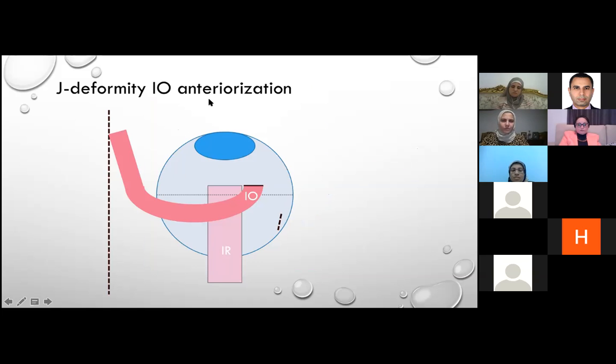In J deformity, inferior oblique anteriorization, the anterior and the posterior poles of the inferior oblique are sutured in front of the equator in level with the inferior rectus muscles. So it creates a form of a J deformity of the inferior oblique.